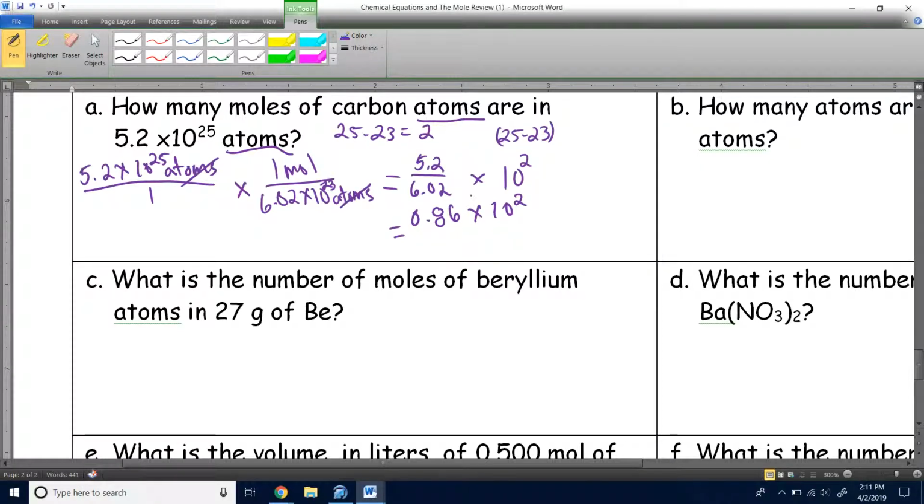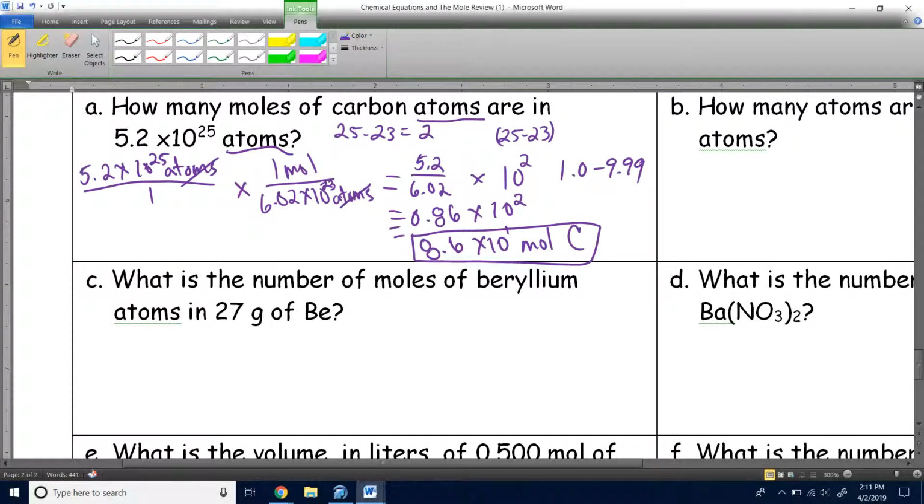But remember, this is improper, so we have to put it in proper form. Remember, it has to be between 1.0 and 9.99 in scientific notation. So then it could be 8.6 times 10 to the 1 power of moles of carbon. Okay, so this is our final answer.